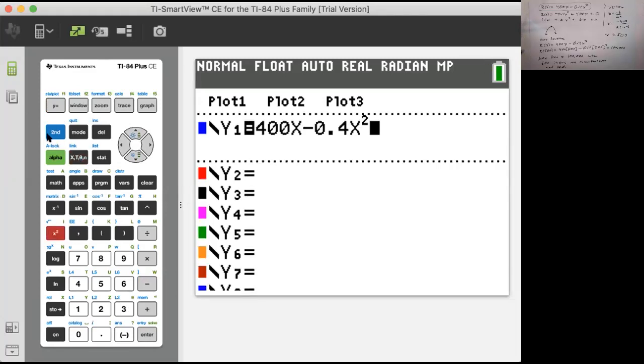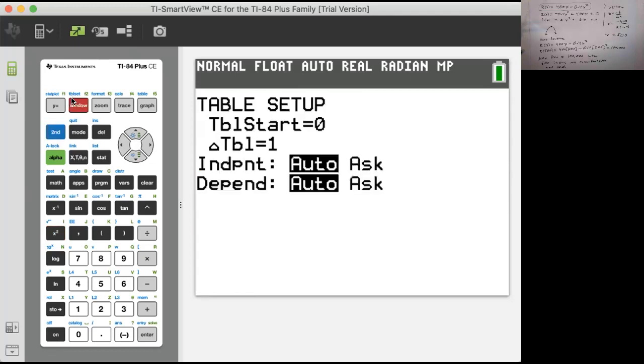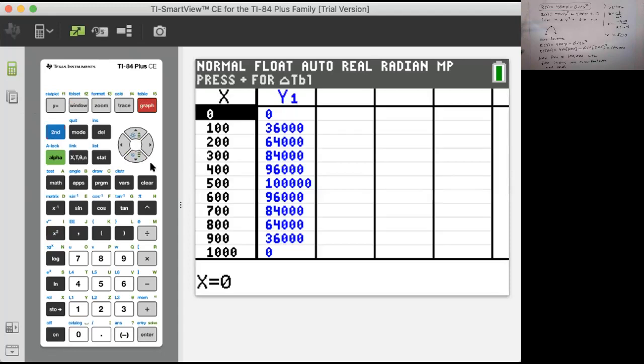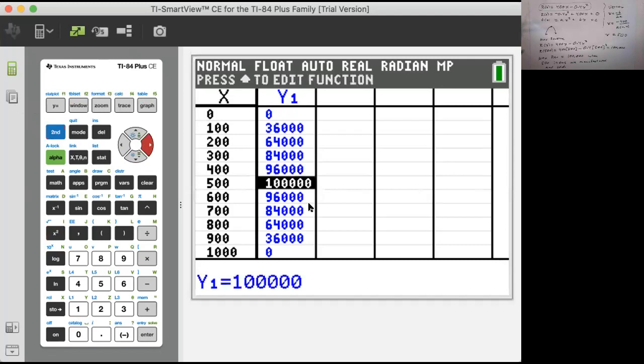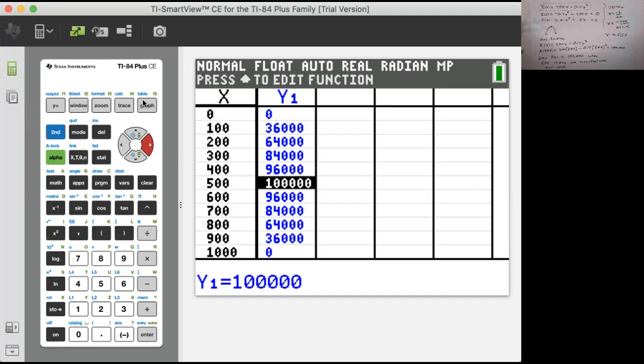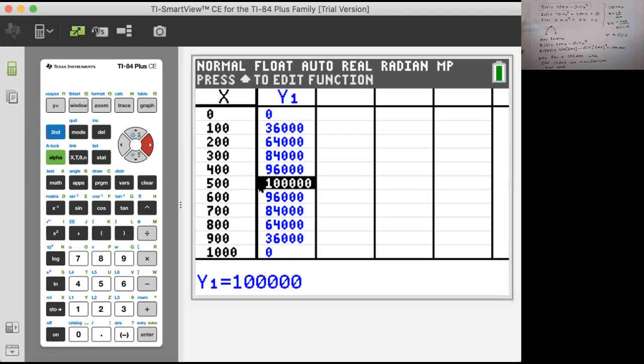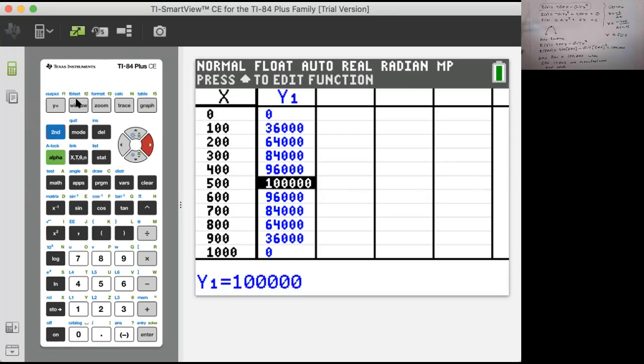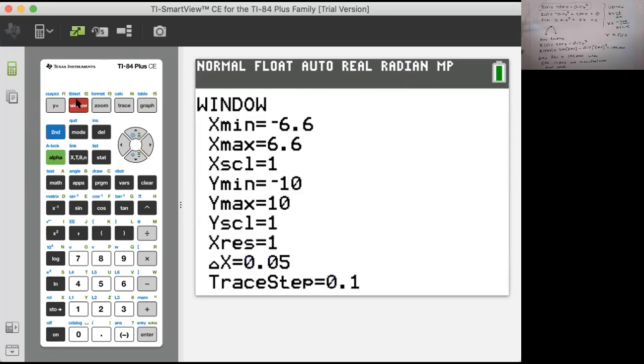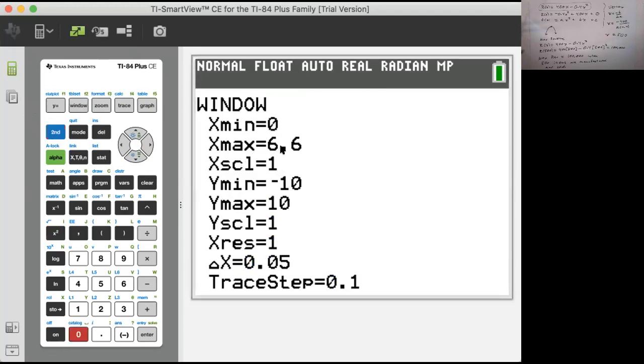And I have that. I could look at a table maybe. That would be fun to try. Second table set. Let's start at 0, maybe go up 100, just to look at the behavior of the table. Second table. And you'll notice there's our shortcut, right? 500 led to a maximum value of 100,000. So that reinforces it. If you'd like to graph this, the window is going to be kind of tricky. I need to get as high as 100,000. I need to get as high as 500. So in terms of adjusting my window, I don't know, maybe 0 to 1,000.